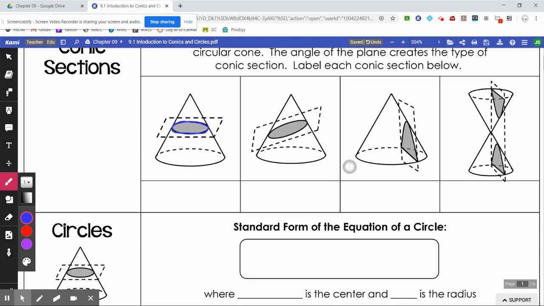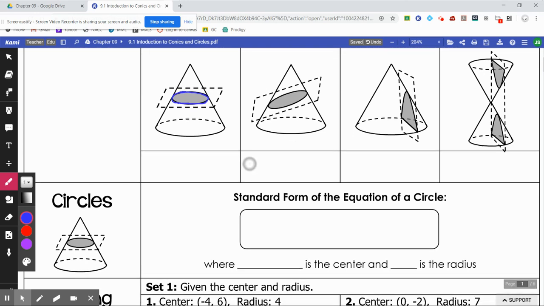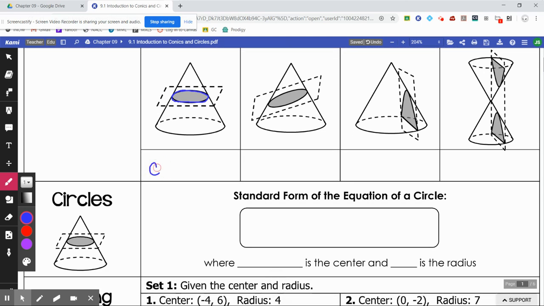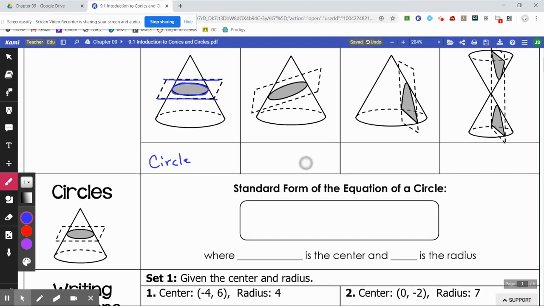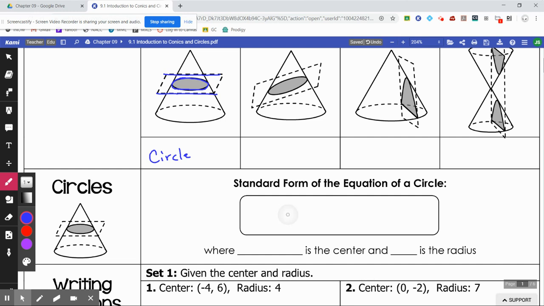Label each conic section below. So the first one we've dealt with in the past, the first one is called a circle. If you take that cone and you intersect it perpendicular to its height or parallel to its base, you're going to get a circle. Now, if you slant it just slightly, you're going to end up with an elongated circle called an ellipse.